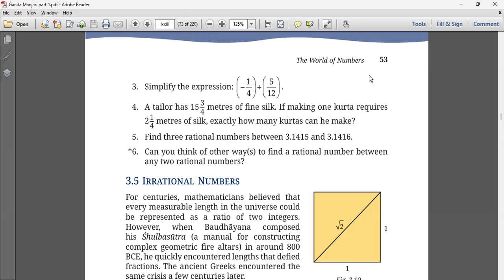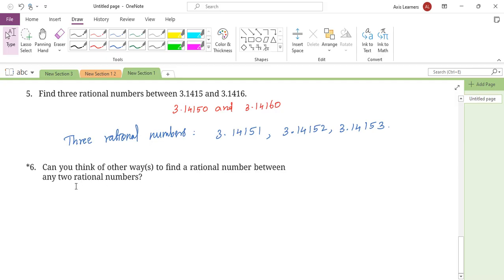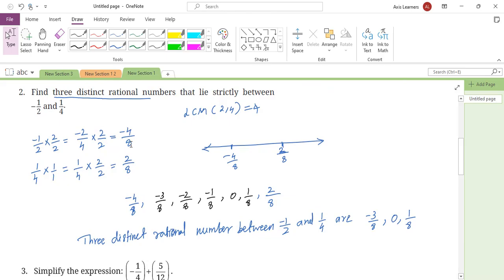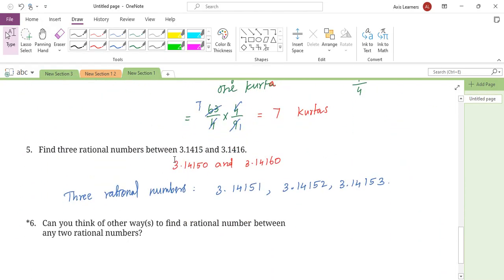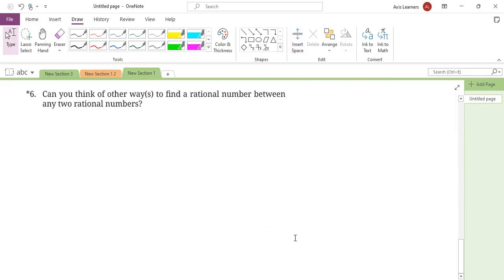See the next one. Next one is an interesting question. Here they ask for other ways to write 3 numbers or 4 numbers between 2 rational numbers. See this, can you think of other ways to find a rational number between any 2 rational numbers? Already we completed 2 methods. One is making the denominator equal and writing some numbers. Second method is writing the numbers in the decimal form and finding some more numbers. Okay, so third method, we will find the average of any 2 rational numbers.